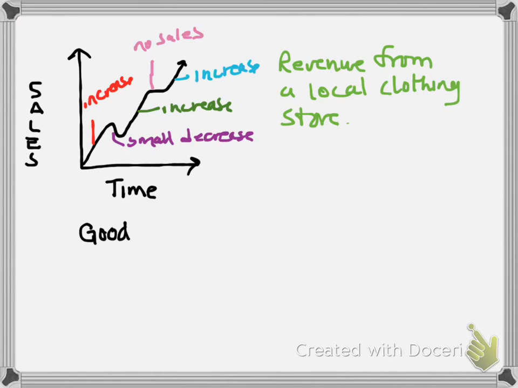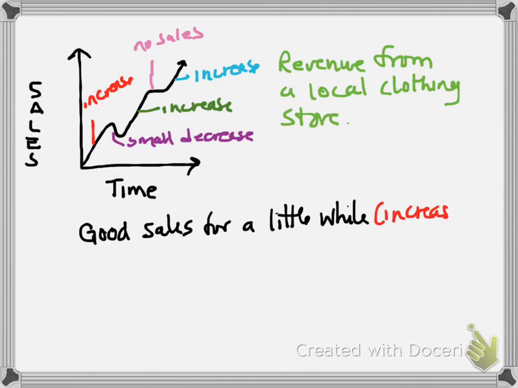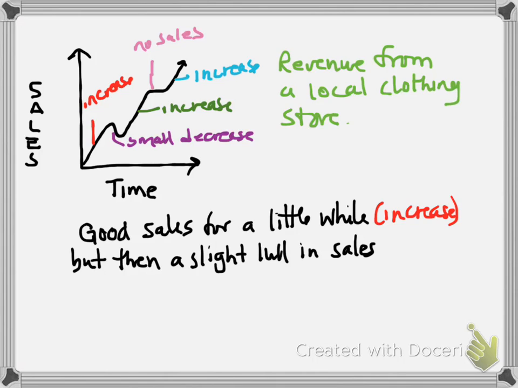Okay, so we had good sales for a little while. That was the first increase, the red one. I like how, Joe, you're already a salesman. Because he said good sales for a little while, but then a slight lull. It was a short period of time. I have to agree with that, because it wasn't as long as the sales had been. I mean, if it had dropped down to the bottom, that would have been sad. Super sad. Okay. So that was the small decrease.